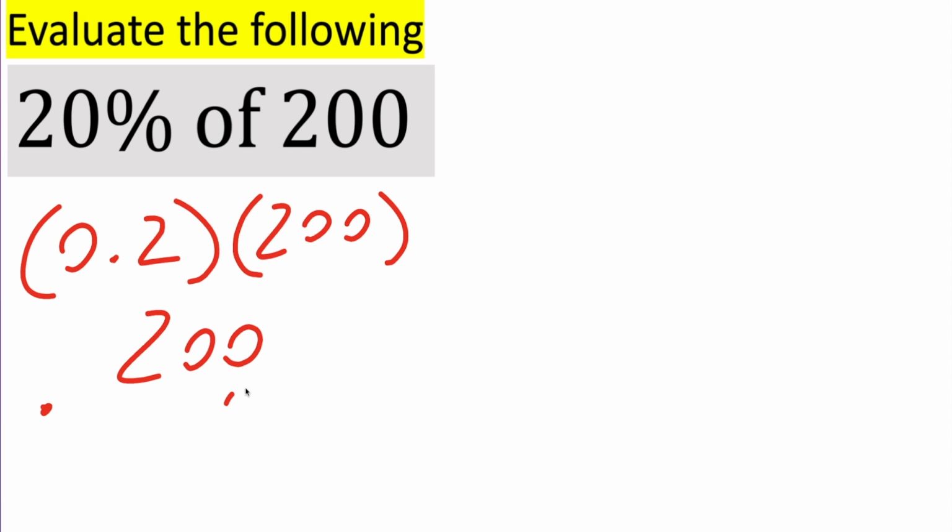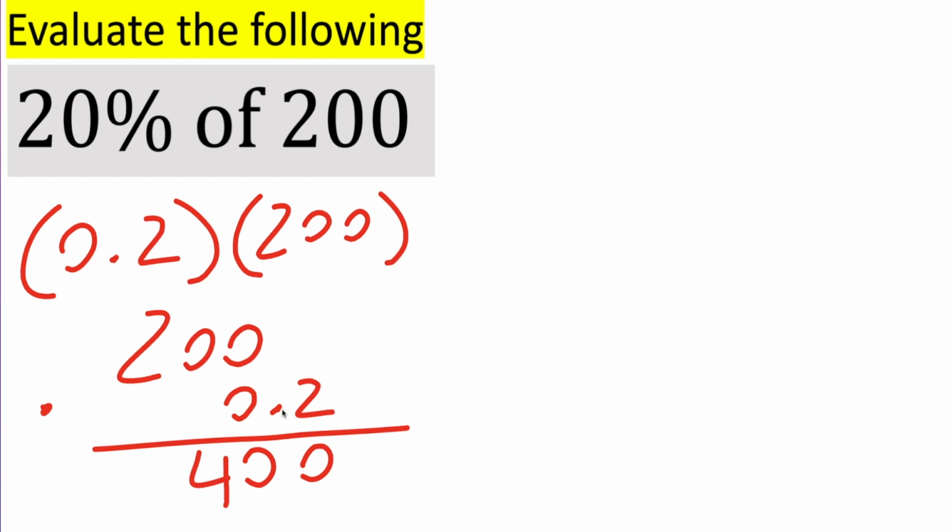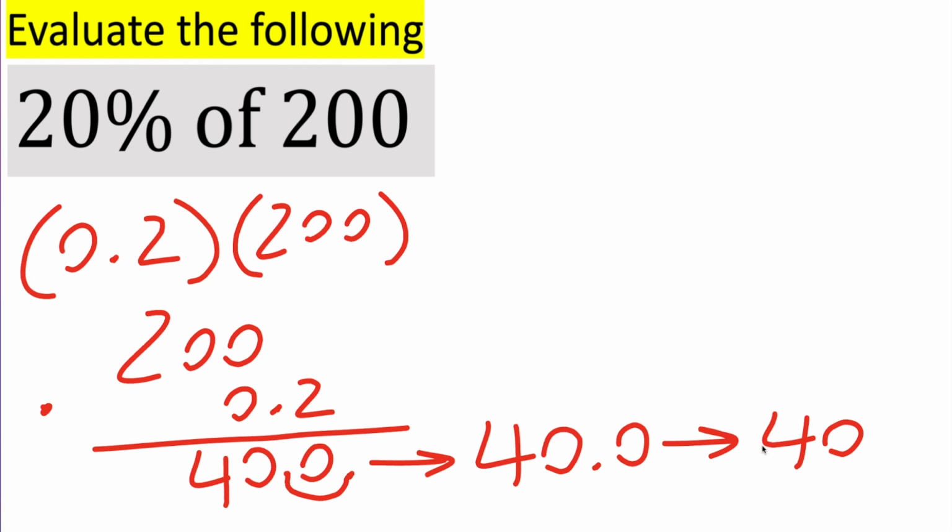Times 0.2. So 2 times 0 is 0, 2 times 0 is 0, 2 times 2 is 4, and we put a little dot right here and we count. We have 1 decimal to the right, so we go 1 to the left. And so our answer would be 40, or you could say 40.0, which is 40. And so we can box this in. That's one way of doing it.